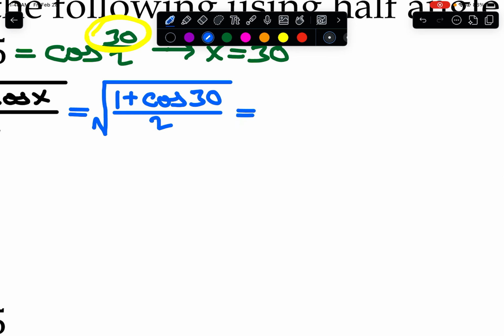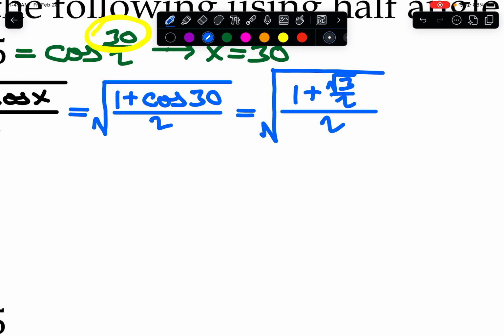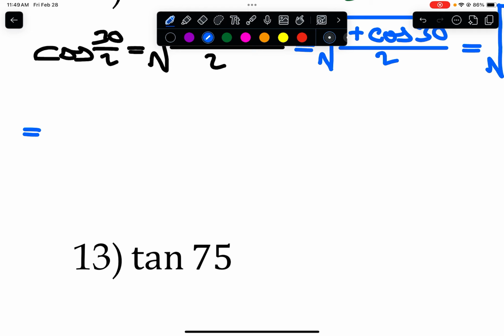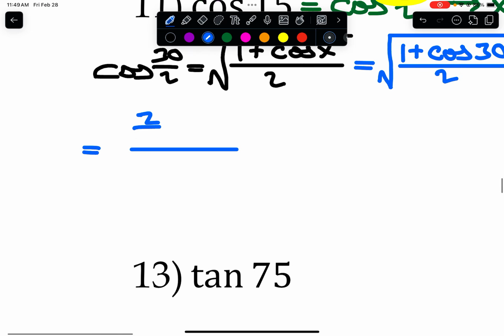So when I plug in, we're going to have 1 plus cosine of 30, which is going to be root 3 over 2. And then that's all over 2. Then I'm going to draw my radical. Now I'm going to get a common denominator so I can start consolidating the numerator. So this is going to turn into 2 over 2 plus root 3 over 2, and that's all divided by 2.